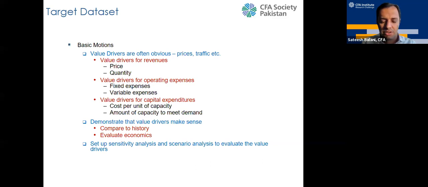Then you compare it to history. Obviously, you evaluate economics. Sometimes evaluating economics is very important when you are making a model. Sometimes scenarios change as well. For example, a business has been generating tons of money in the past. It may not generate a good amount of money in the future because of technology change, because of demand shift, or because of an alternate product available.